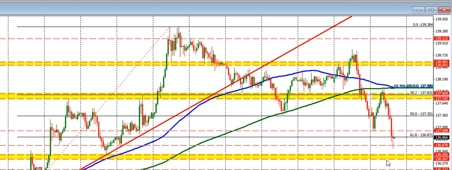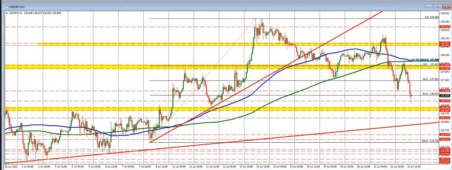Conversely, move below this swing area, and it's not so good for the bulls. The bears remain in control for the dollar versus yen. The bears are in control below the 100 and 200 hour moving averages as it is right now, but there is support to get through on the downside.